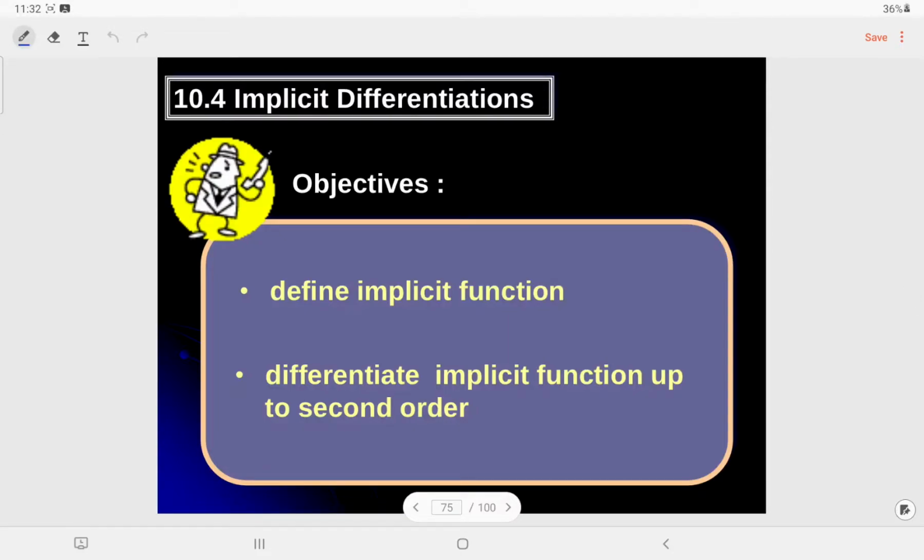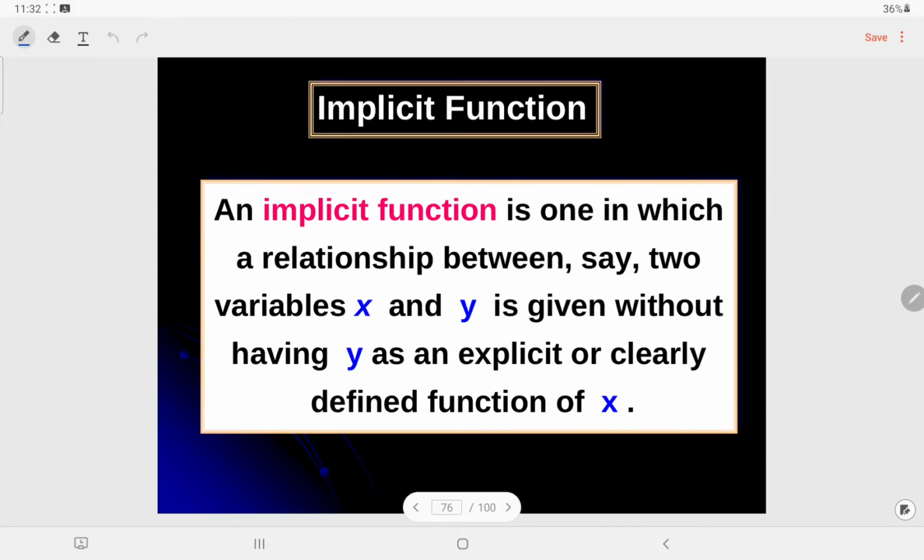Next, we move to subtopic 10.4, implicit differentiation. The objective of this subtopic is, first, to define the implicit function, and second, to differentiate implicit functions up to second order.